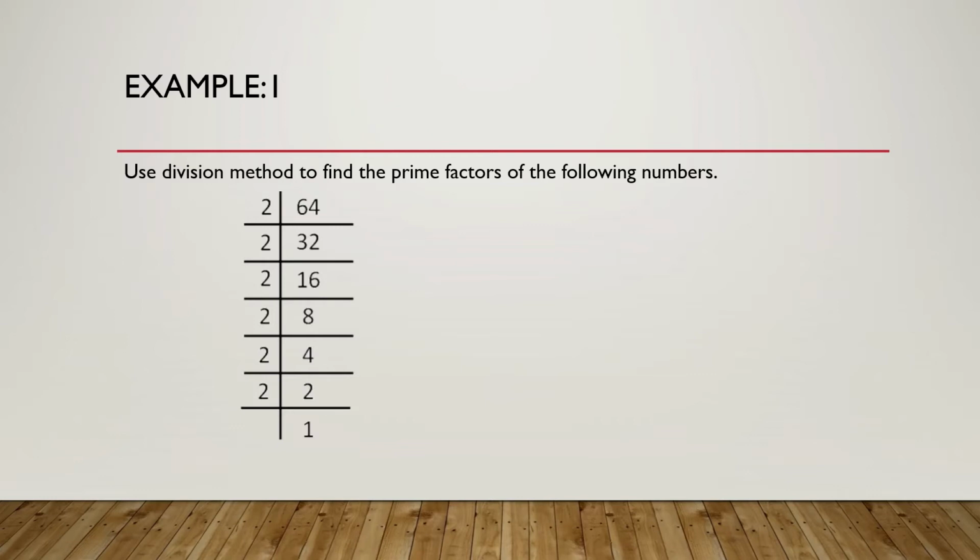Use the division method to find the prime factors of the following numbers. The number is 64. First, we will divide the given number by the smallest prime number, that is 2, completely without leaving a remainder. Then we get 32. Again, we divide by the smallest prime number, which is 2. Then we get 16. We will repeat this process again and again until we get the quotient 1. Here, the prime factorization of 64 is 2 multiplied by 2 multiplied by 2 multiplied by 2 multiplied by 2.